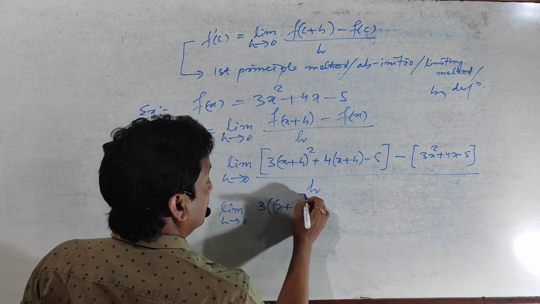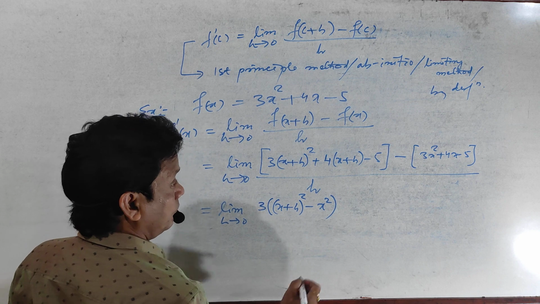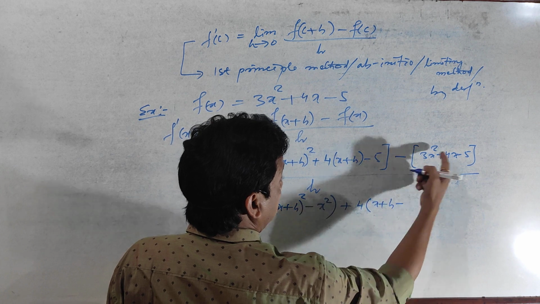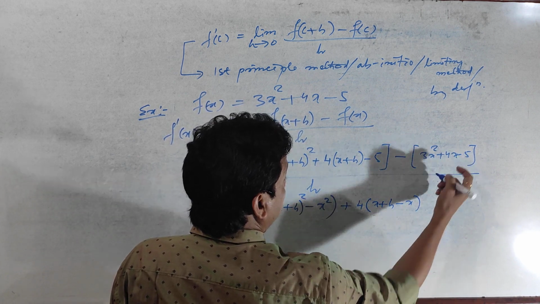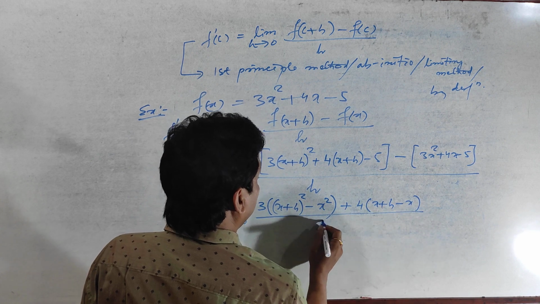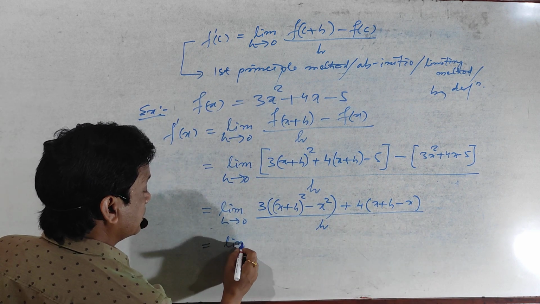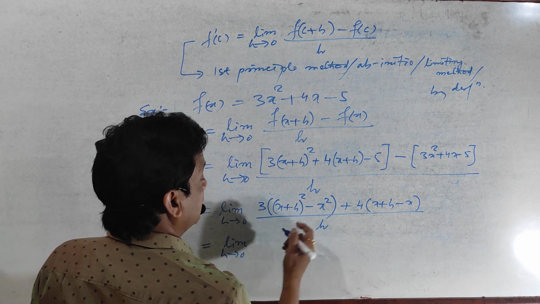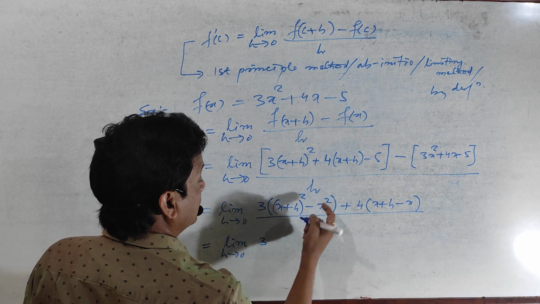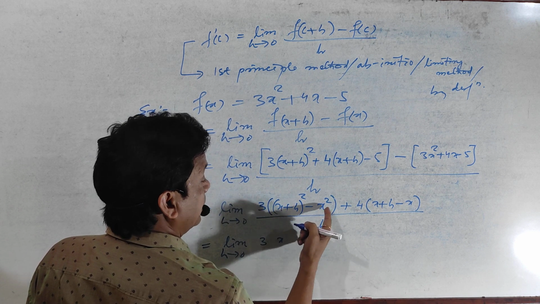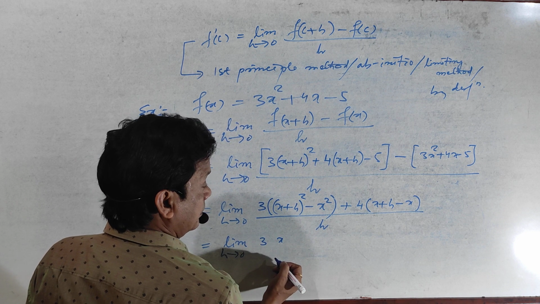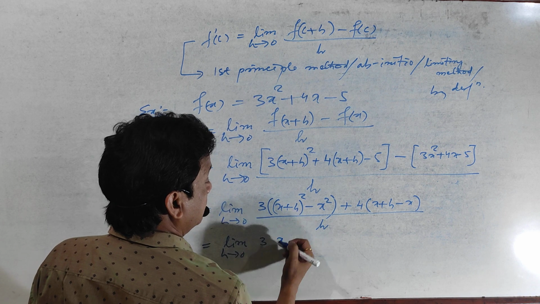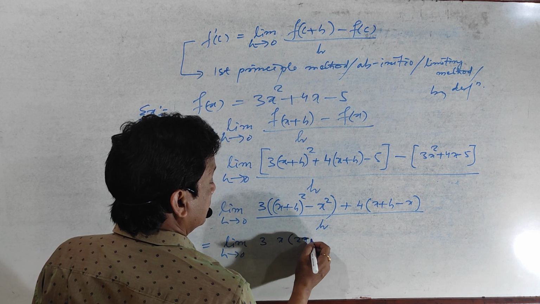X plus h whole square minus x square plus 4 into x plus h minus x. So minus 5 plus 5 cancel out, divided by h. So in this case I am using a square minus b square, a plus b into a minus b. X plus h minus x plus h cancel out, remain x, then x plus h. Then x plus h means 2x plus h.